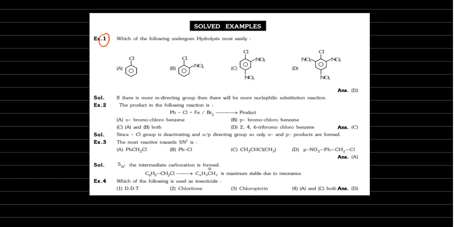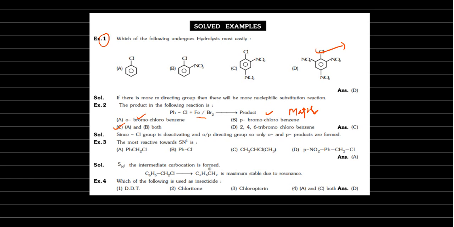Which of the following undergoes hydrolysis most easily? See, nitro groups are there, so it can take place easily. So D is the answer. The product of the following reaction, chlorobenzene with Fe and Br2. See, whenever Fe is there, obviously this reaction takes place in the benzene ring. Of course, ortho position and para position. Para is the major, but both are there. So C.